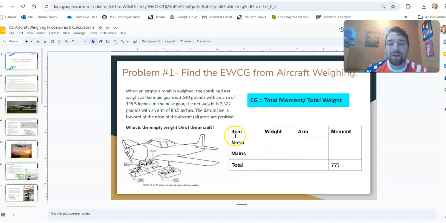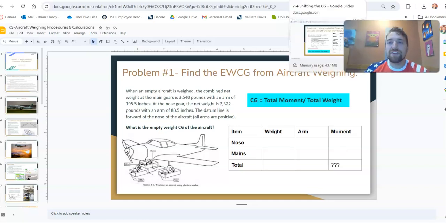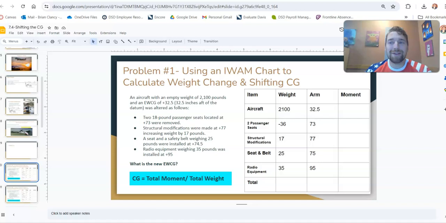And you may remember that we did IWAM charts, item, weight, arms, and moments, and essentially we were given information about the aircraft based on what happened when it was weighed. We were able to put it into a chart and figure out where that center of gravity or that balance point is. Now, we've talked about this before, but the center of gravity does change based on the weight you put in the aircraft and where you place it.